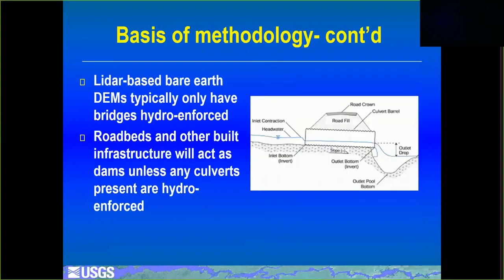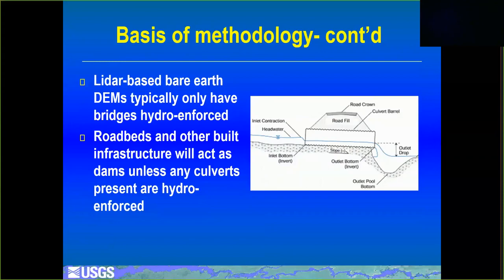The gist of it is that most of the time when we are delivered a LIDAR-based digital elevation model, it's typically a bare earth type of product, and from my understanding, a lot of the contracts are written such that bridges, or at least bridges larger than a certain size, need to be hydro-enforced. So the bridge deck will be removed and the surface will actually reflect the channel. But culverts oftentimes are not hydro-enforced, or at least not all culverts will be hydro-enforced.